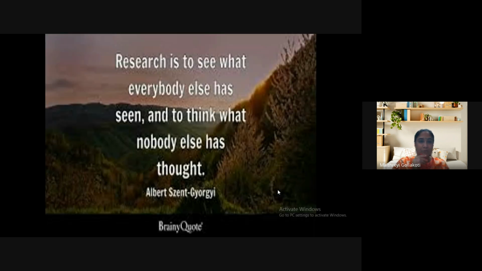Okay, so let us start our presentation with a thought. Research is to see what everybody else has seen and to think what nobody else has thought. Now, this in a nutshell is what research is. Research is nothing new, actually. Research is actually seeing what is already there in a new way. Okay.